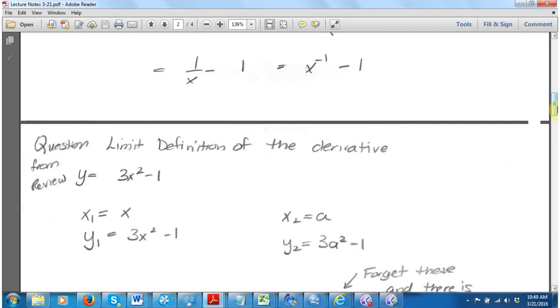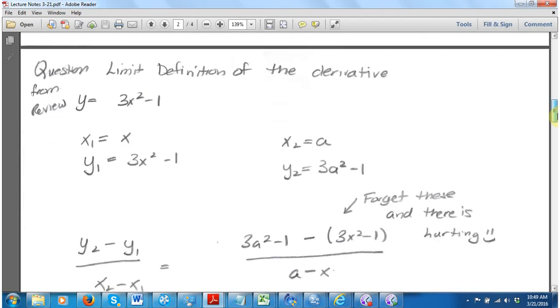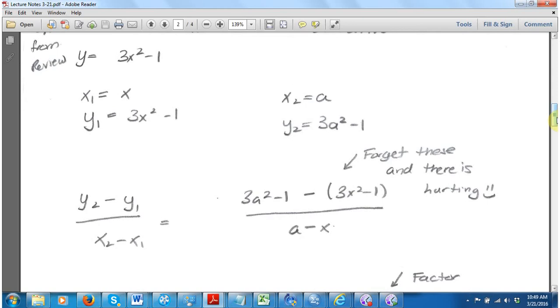So x1 equals x. y1 is 3x squared minus 1. x2 is a. Y2, how do I find the y2? I take the x2 and plug it back into the original formula, and then you calculate the slope. Y2 minus y1 over x2 minus x1.